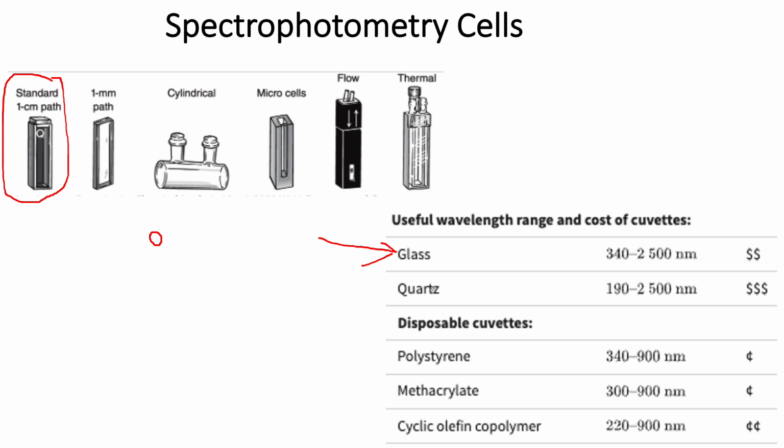If you want to get really cheap, and you would like to throw out your sample when you're done, these had dollar signs. Here you have penny signs or cent signs. You can make it out of polystyrene, but polystyrene, you can see, doesn't go into the infrared very far. As a matter of fact, none of these go into the infrared very far. Methacrylate, or some other cyclic olefin copolymer. So these are some really cheap materials.